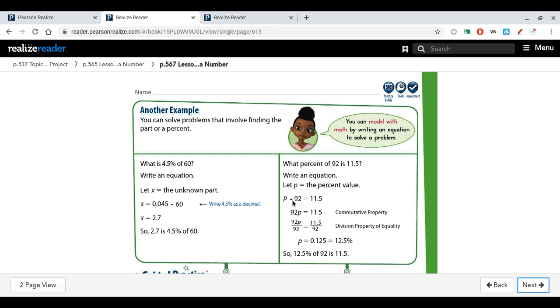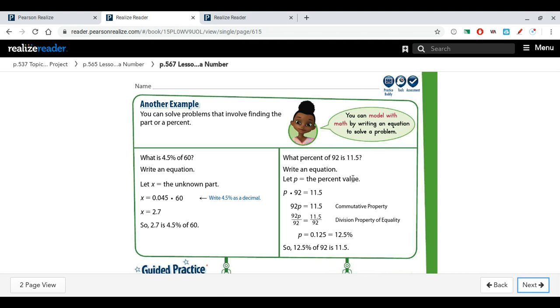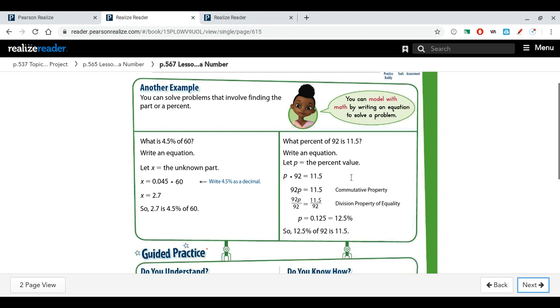So I'm going to solve for P. Look right here. It's 92P equals 11.5. I divide both sides by 92, and when I divide 11.5 by 92, I get 0.125. Remember, we move the decimal 2 places to the right for percent, and so I get 12.5% of 92 is 11.5. We'll do another practice problem like that so you can see.